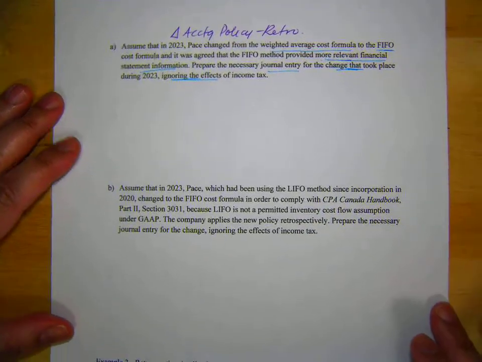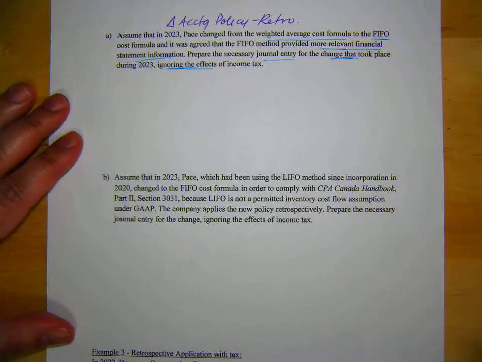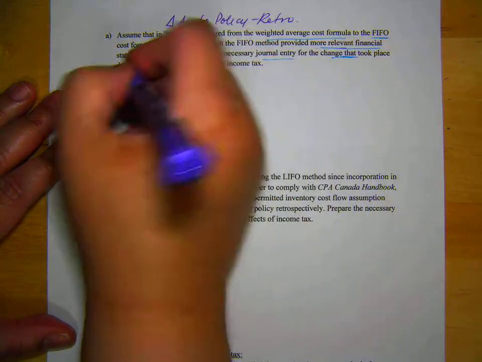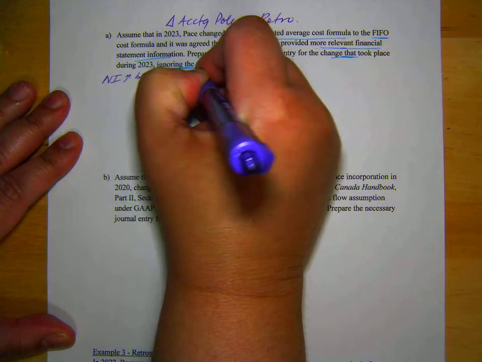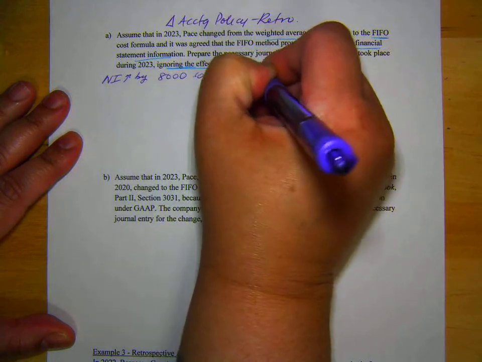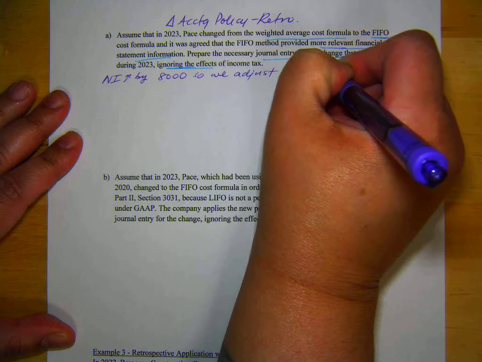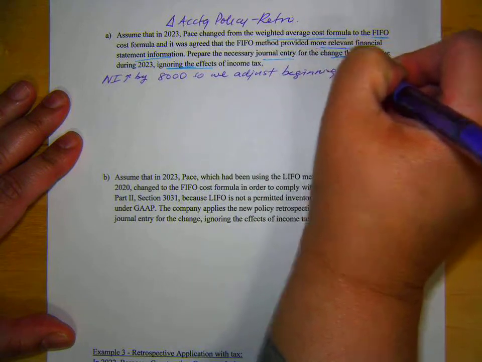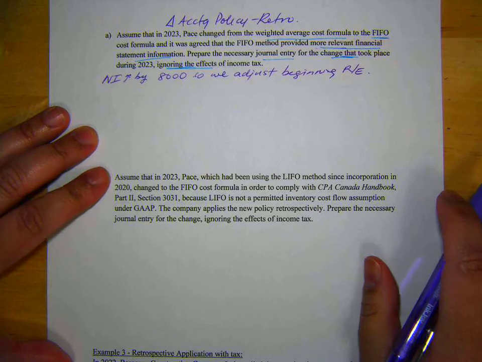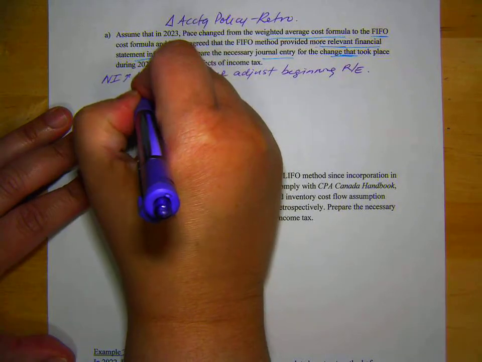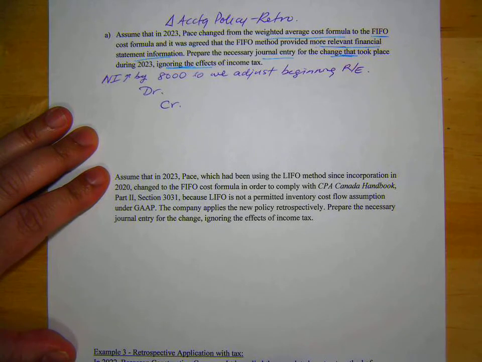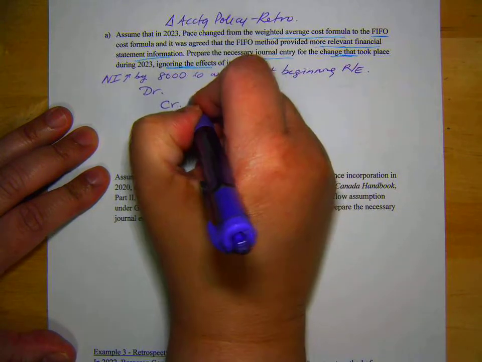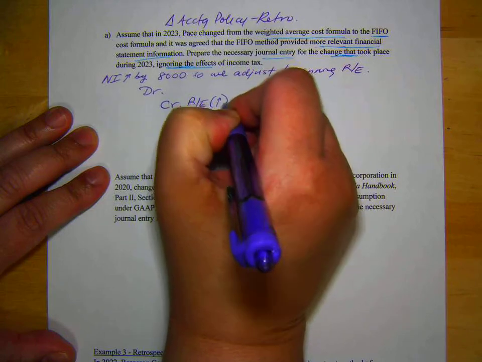Now remember, those books are closed. Those are previous years, so we can't adjust net income for 2023. We've got to adjust backwards. So net income increased by 8,000. So we adjust retained earnings. So if net income goes up, does retained earnings go up or down? Well, it goes up. So retained earnings is going to increase by 8,000.